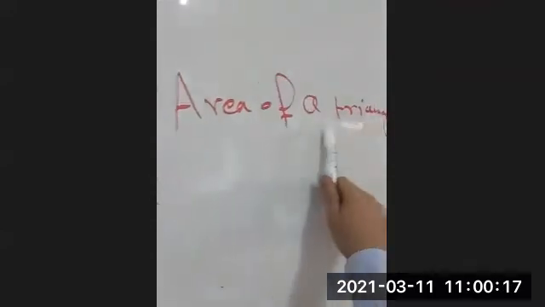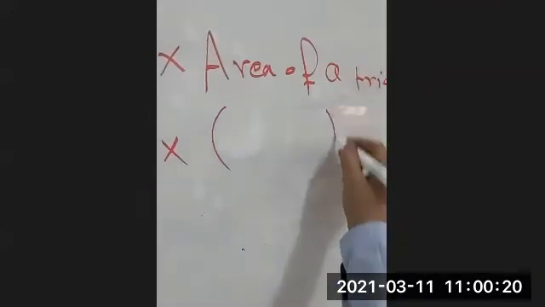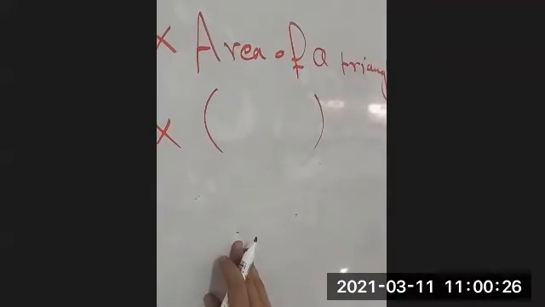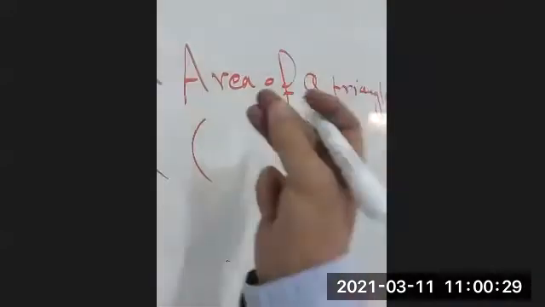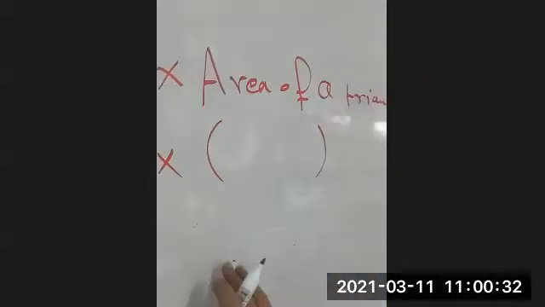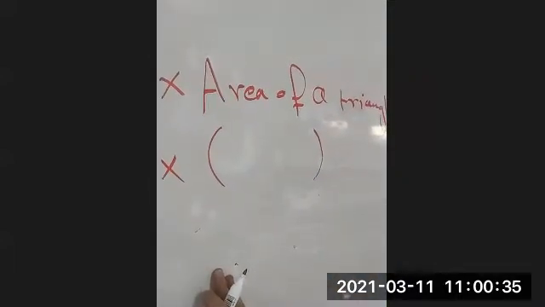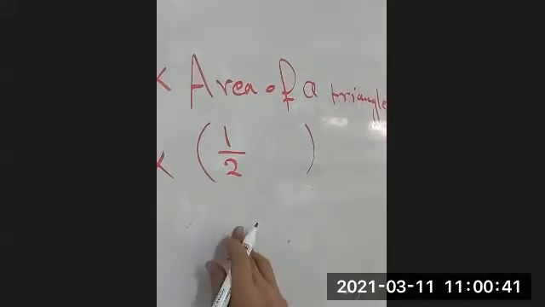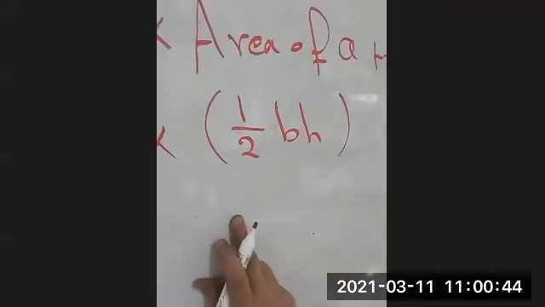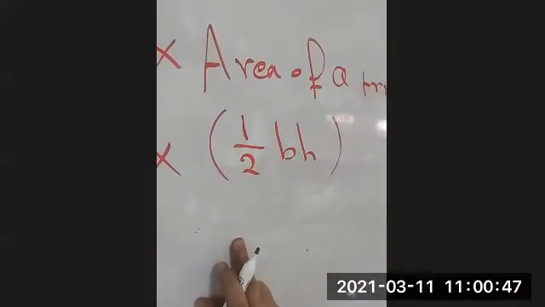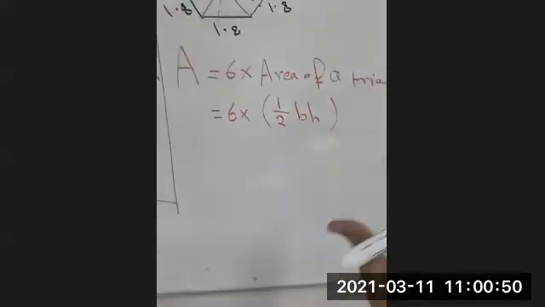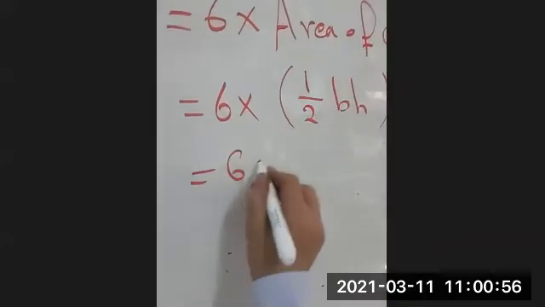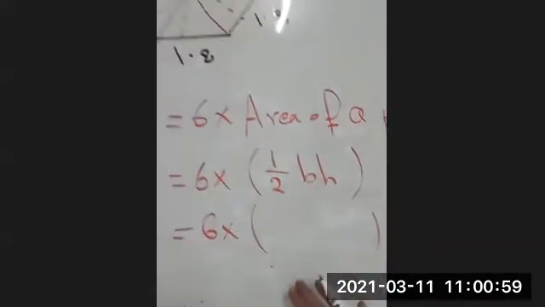Now I want the area of the triangle. We know the formula. What is that? Area of the triangle is what? Area equals 1/2 multiply the base and the height. Forget the "and". Just half BH. Half BH, three words. Equal half BH. 6 multiply. Now let's replace the base and the height of the triangles.